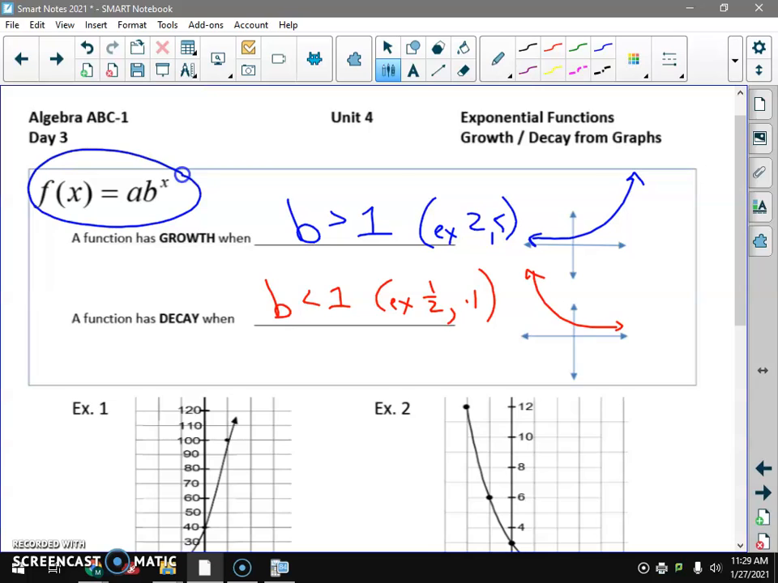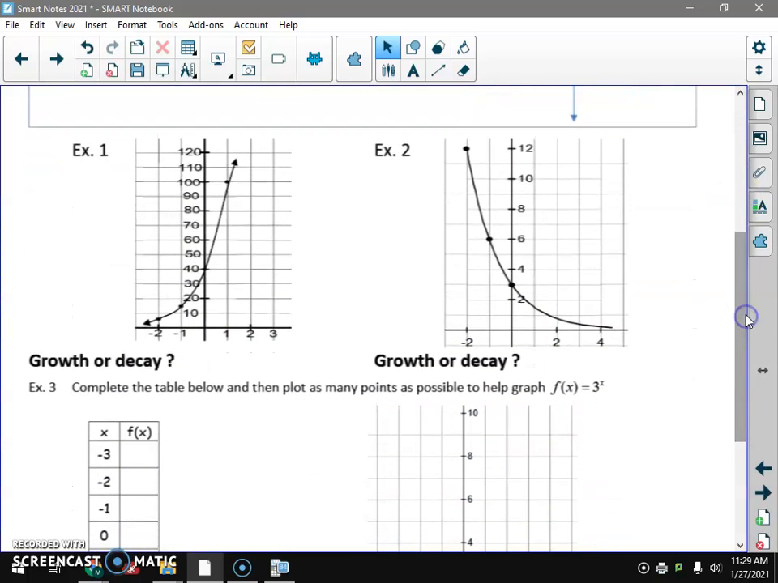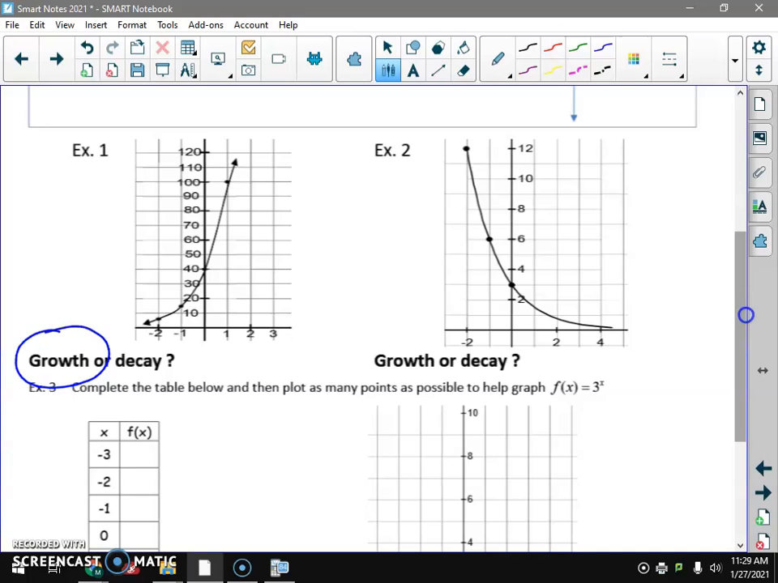So we're going to look at the graphs to determine, and we're also going to look at the functions themselves to determine if we're looking at growth or decay. Let's start with our first two examples. That frontwards J, example 1, is definitely growth. That would have a b greater than 1. The second one is a backwards J, definitely decreasing or decaying.